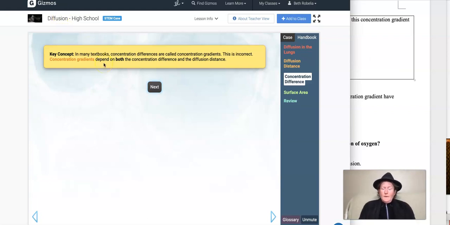So there's a key concept here. In many textbooks, concentration differences are called concentration gradients, but that's incorrect. Concentration gradients depend both on the concentration difference and the diffusion distance. So there's difference and there's distance. The difference means there's different concentrations on both sides, and the distance means how far that oxygen has to go to cross both of those membranes, the alveolar membrane and the capillary membrane.